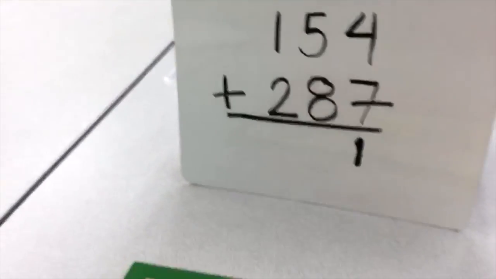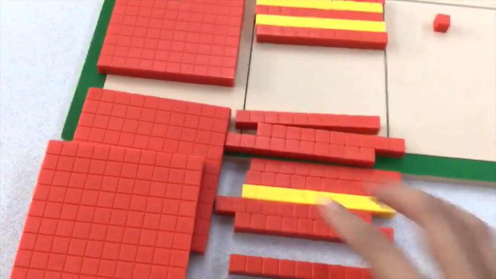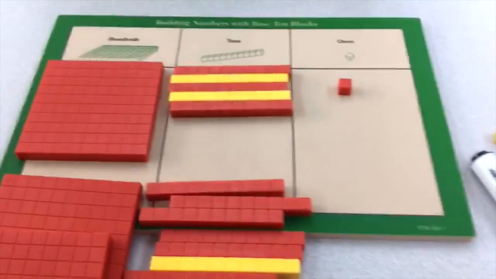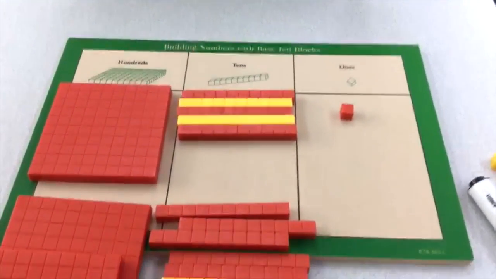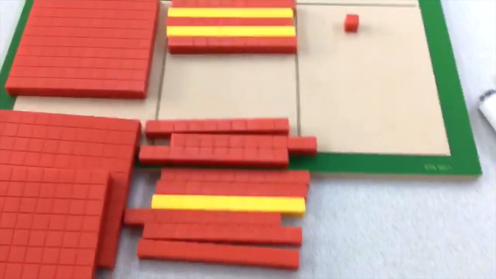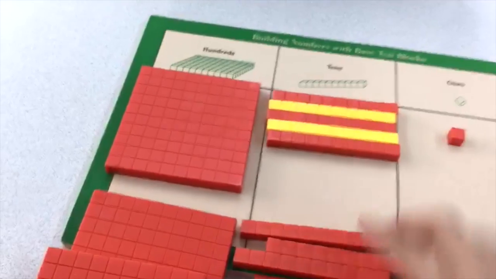I have 1 in the ones place, and so I can write on my equation a 1 right here. Okay, so if we were to look at the tens, we can see that we have way too many tens in the tens place value. So what we want to do is we want to get 10 tens to make 100.